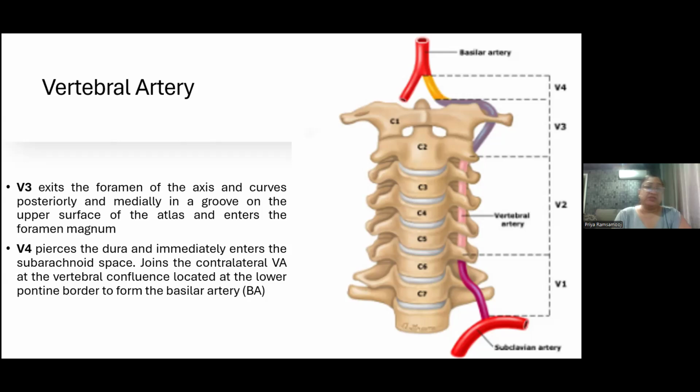And as we notice, it's very tortuous at that point between V3 and V4. And that's actually helpful because that tortuosity provides the length and freedom for the vessel to stretch and straighten when we engage in head rotation and bending of the head, which occurs primarily at the atlantoaxial joints. And then V4, this yellow portion here, is important in that it ascends anterior to the roots of the hypoglossal nerve, cranial nerve 12, and joins its contralateral vertebral artery at the lower border of the pons to then become the basilar artery.